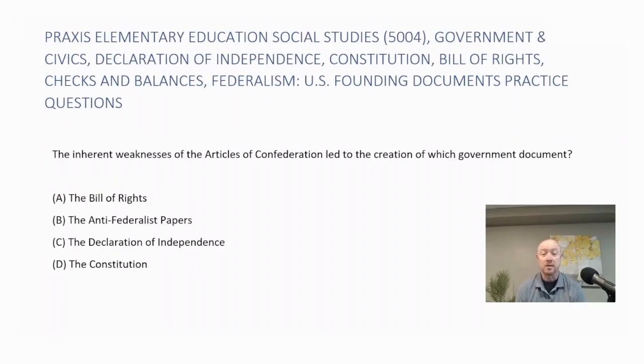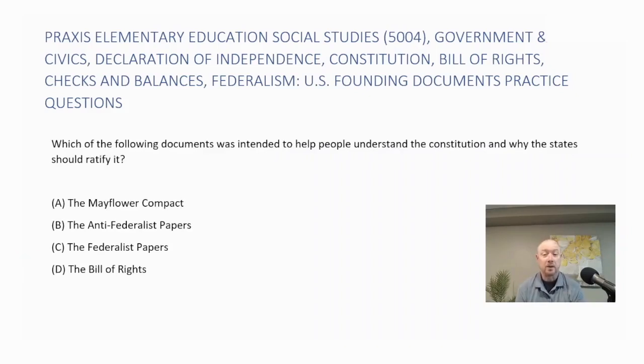The inherent weaknesses of the Articles of Confederation led to the creation of which government document? A, the Bill of Rights, B, the Anti-Federalist Papers, C, the Declaration of Independence, or D, the Constitution. All right, so the Articles of Confederation were plagued with some weaknesses. A few of those were the lack of a strong central government and the ability to levy taxes. So in 1787, there was a constitutional convention, and that's where the Constitution was written. So it'd be choice D.